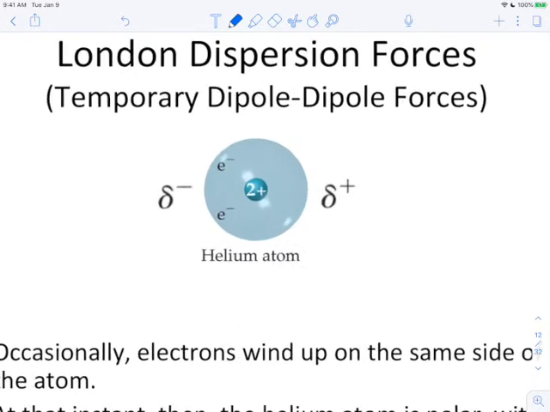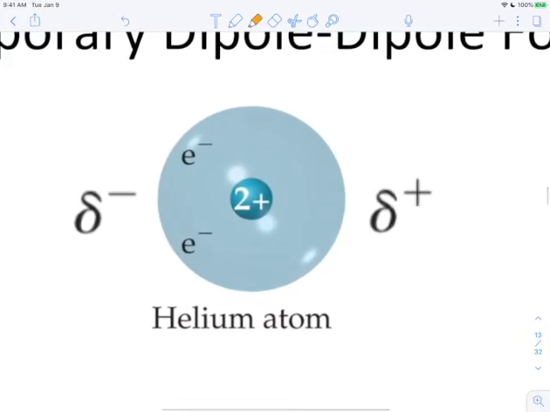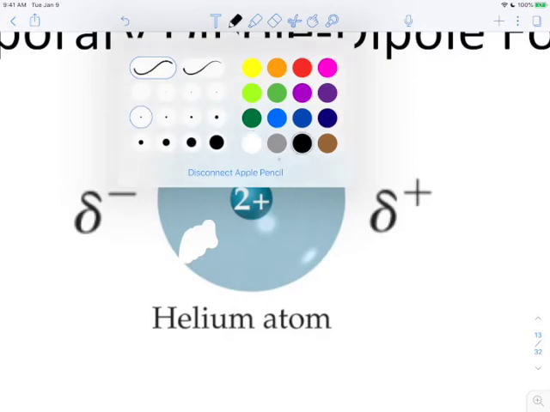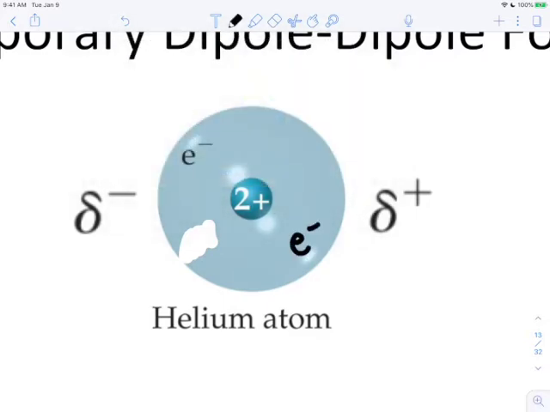And in fact, if you saw a helium atom like this, you might think, well, why are both electrons on the same side? They're supposed to be spread out evenly because electrons repel each other. So what we would think of is that this electron is in the wrong place, and it should be right over here. So they should be spread out, and this is the way they are most of the time.